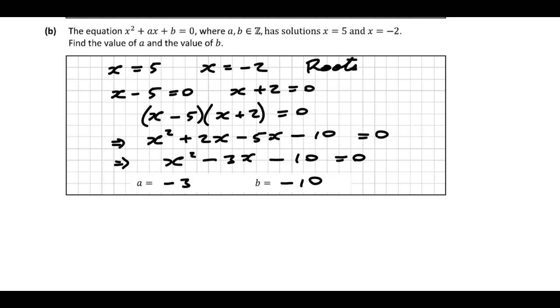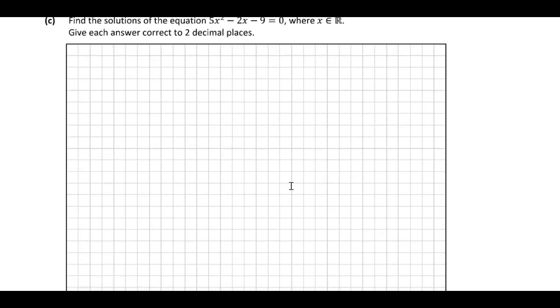Okay, so let's have a look at the next part of this question. So we're going to look at part C. Find the solutions of 5x squared minus 2x minus 9 is equal to 0, where x is real. Give each answer correct to 2 decimal places. So again, this is a quadratic trinomial. So that just means that when they ask you to give it to 2 decimal places here, it means you're going to end up using the quadratic formula.